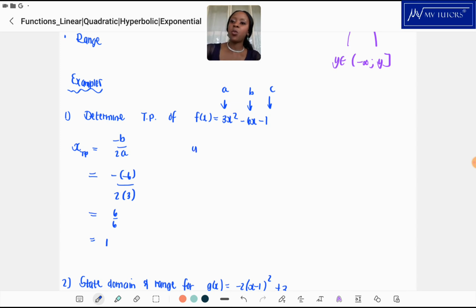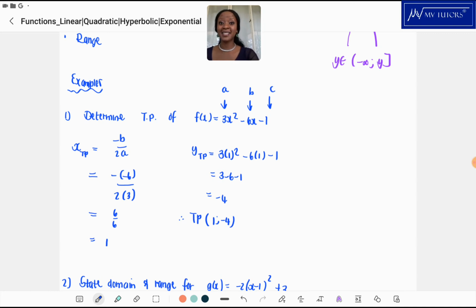And if I want to know the y-coordinate of my turning point, I basically substitute this x into the formula. So 3 times 1 squared, minus 6 times 1, so I have 3 minus 6 minus 1. That's the same as 3 minus 7, which is negative 4. So basically, my turning point is (1, negative 4). This was a nice and easy way of doing it. Now, let us go to completing the square.